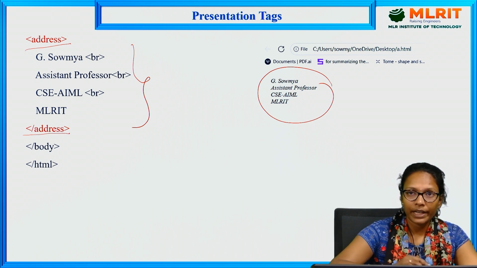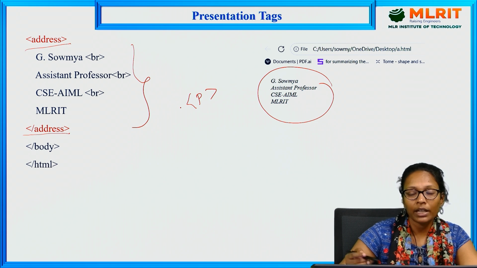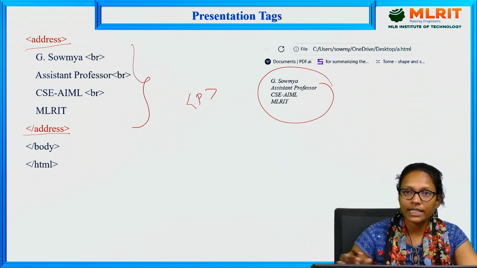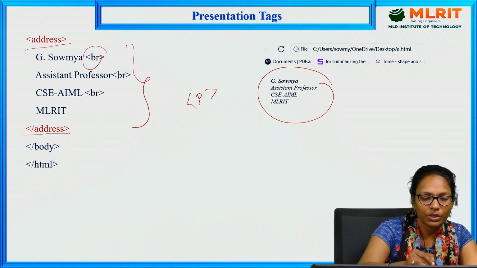So if I write the same thing using the P tag, I don't get it like this. Why? Because the paragraph tag will give the complete text in a single paragraph. So if I want to display the same thing using the P tag, again I should use the BR tag. Of course, here also you're using the BR.